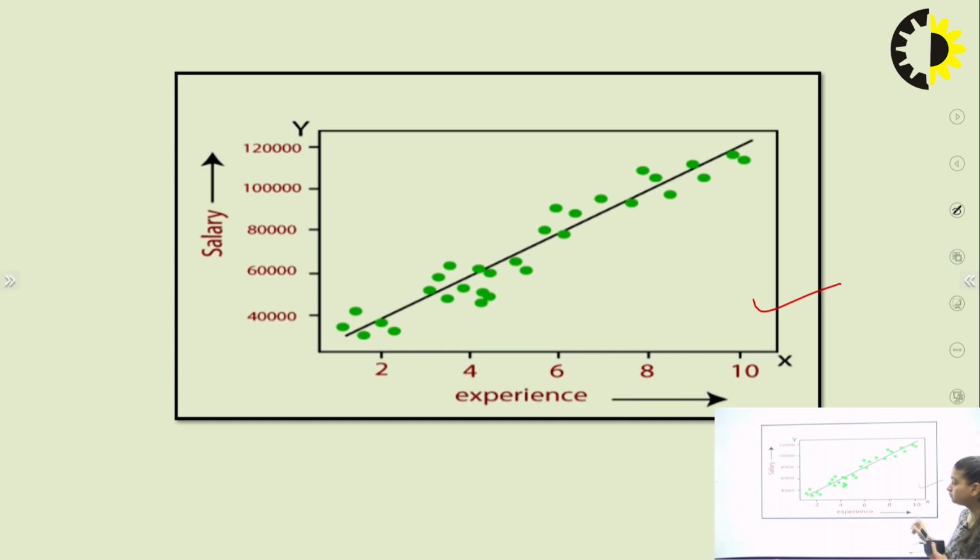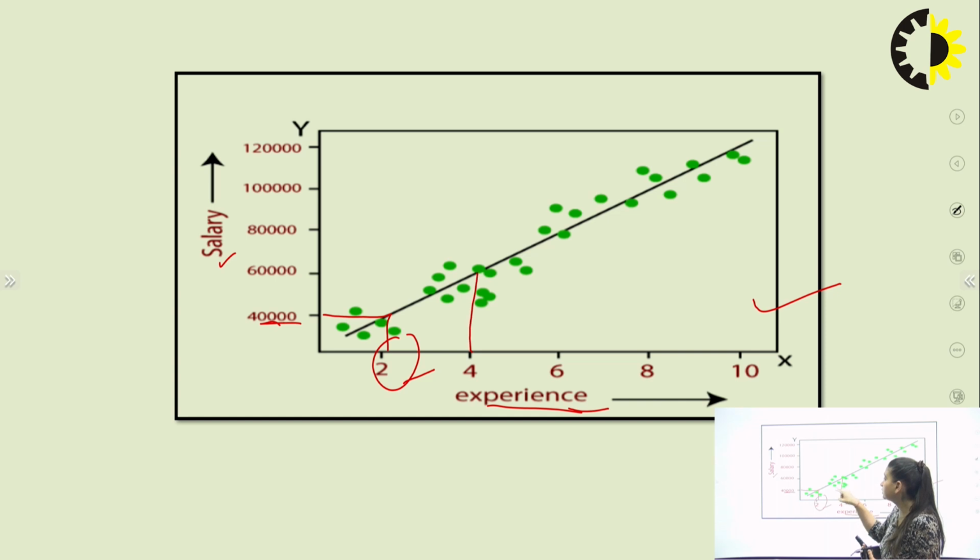So in this we are having two variables. First is the experience and second is the salary. So we are interested in predicting the salary on the basis of experience. As this graph shows, if a person is having 2 years of experience, then he is getting 40,000 as salary. If he is having 4 years of experience, then correspondingly he is getting 60,000 as salary.